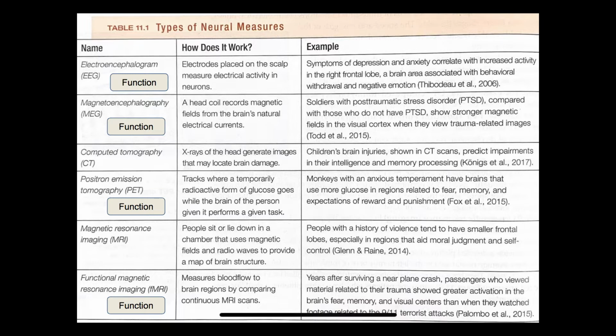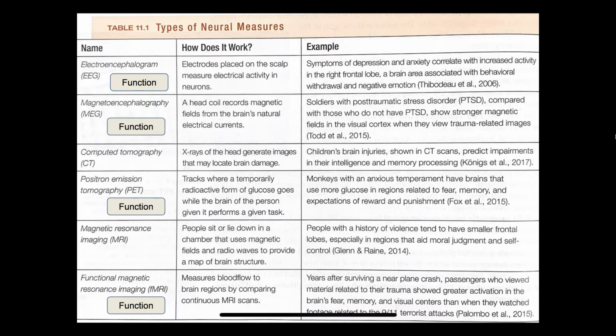So for example, symptoms of depression and anxiety correlate with increased activity in your right frontal lobe. That is a brain area that's associated with behavioral withdrawal and negative emotion. So someone with anxiety or depression, when given an EEG, may see increased electrical activity in that part of their brain.